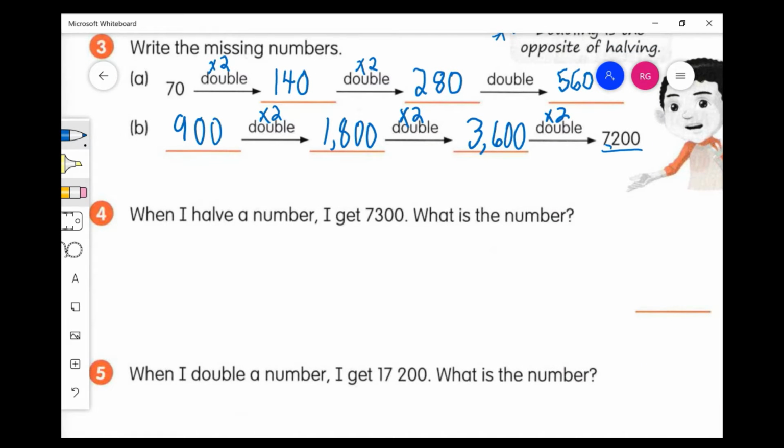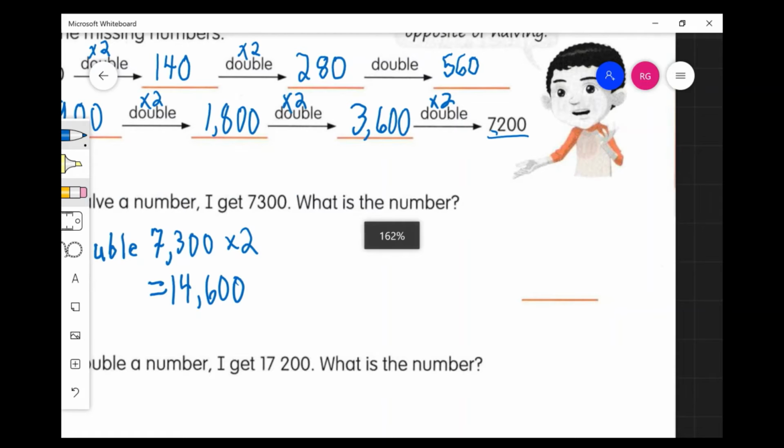So number 4 says, when I halve a number, I get 7,300. What is the number? Well, what we need to think really is the opposite of halving is to double. So really here we're going to take double 7,300, okay, which would be equal to, we know, 14,600 if we multiply this by 2. Okay, so the answer then is 14,600.